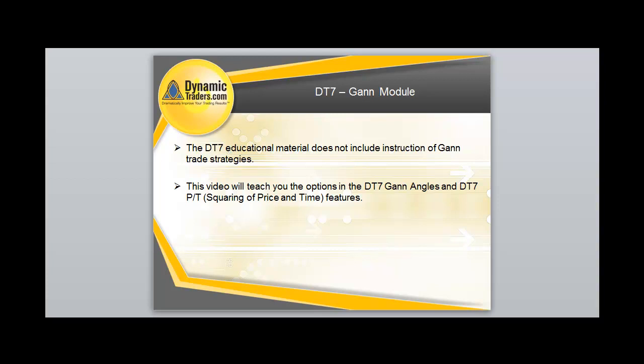These special features, which are very comprehensive for those who are familiar with Gann geometric charting techniques, are available in the Gann module, but instructional material on how to use them for trade strategies is really up to the user to have learned through other sources. We make these available so that if you're using DT7 and you want to do Gann chart geometry, you will be able to do it.